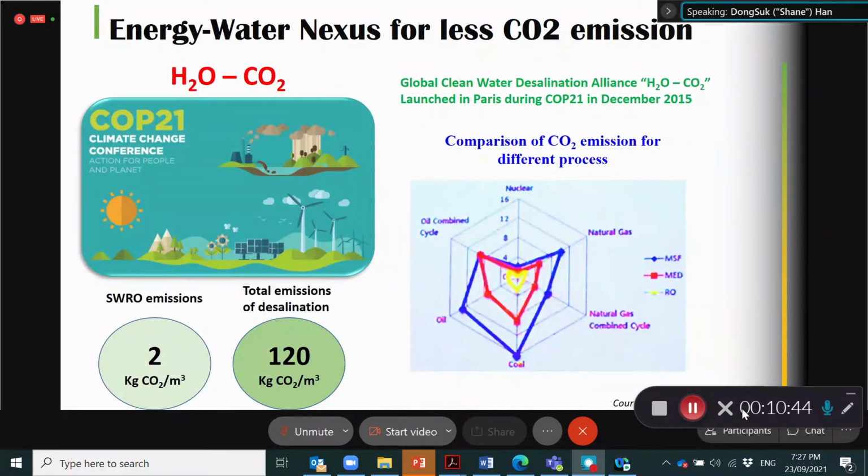First, I want to talk about seawater desalination. On 15 December, COP21 initiated the Global Clean Water Desalination Alliance, addressing the H2O with the CO2. This diagram shows water production using different technologies with various energy resources. When we use nuclear, the CO2 emission is the least compared to the other cases. Whatever energy source we apply for the desalination plant, mostly the SWRO process emits the least amount of CO2 to the atmosphere compared to thermal desalination plants like MED and MSF. MSF is the case with the largest CO2 emission.